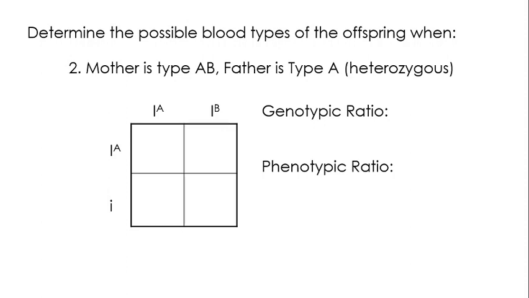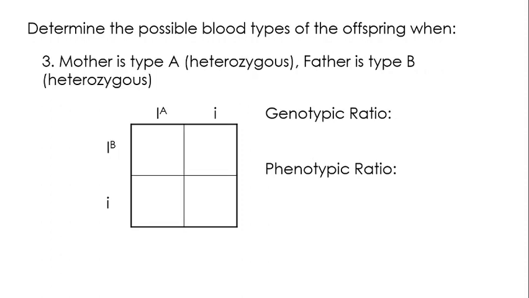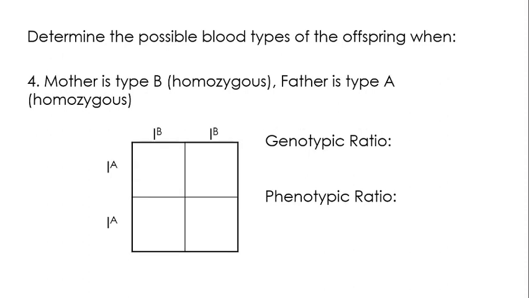Great, so I think you got the correct answers. Let's move on to example number 3. Okay, so in this one, mother is type A heterozygous, and then father is type B heterozygous. So again, pause the video and do this example number 3. Okay, very good. So let's have the last one, example number 4. So we have here a mother which is type B homozygous and a father who is type A homozygous. So what will be the genotype of their offspring? Pause the video and do this on your paper.